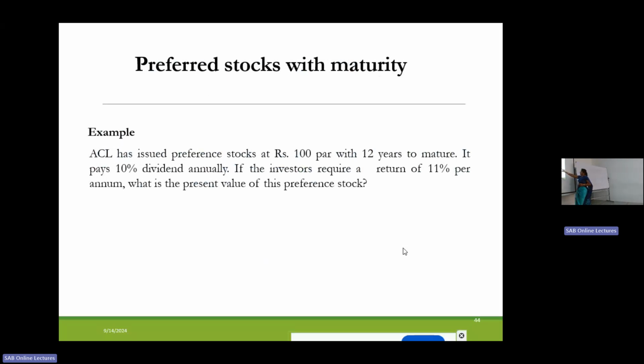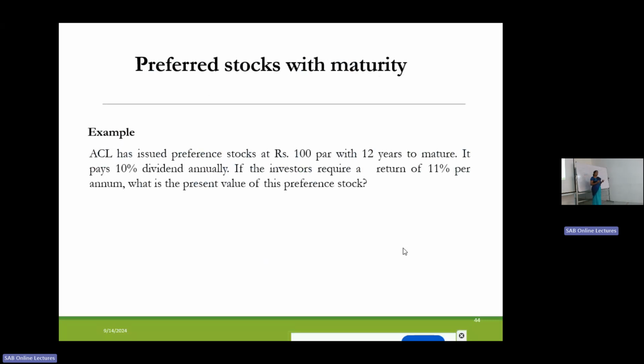So here you can see ACL company has issued preference shares of 100 rupees par with 12 years to maturity. Par value, face value, 100 rupees. Time to maturity, 12 years. It pays a dividend of 10% annually. This 10% we calculate based on the face value.